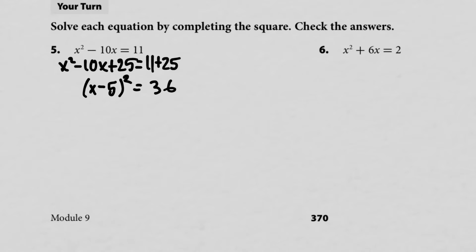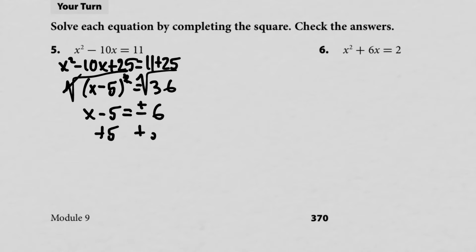Now what you do is you take the square root of both sides to get rid of the square. Square cancels square root, leaving you with x minus 5 equals plus or minus the square root of 36, which happens to be 6. And now what you do is you add 5 to both sides. And your solutions are, remember to look at this as two different numbers, positive 6 and negative 6. So if I do it with positive 6 first, positive 6 plus 5 is 11. Negative 6 plus 5 is negative 1. Those are your two solutions there.